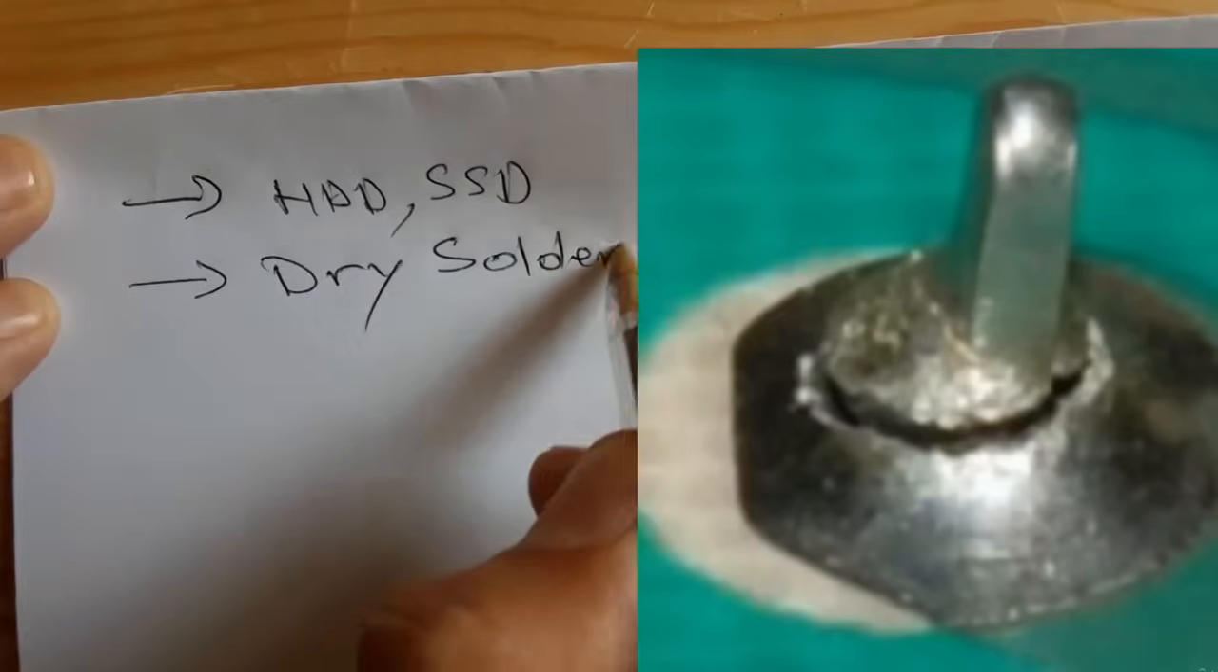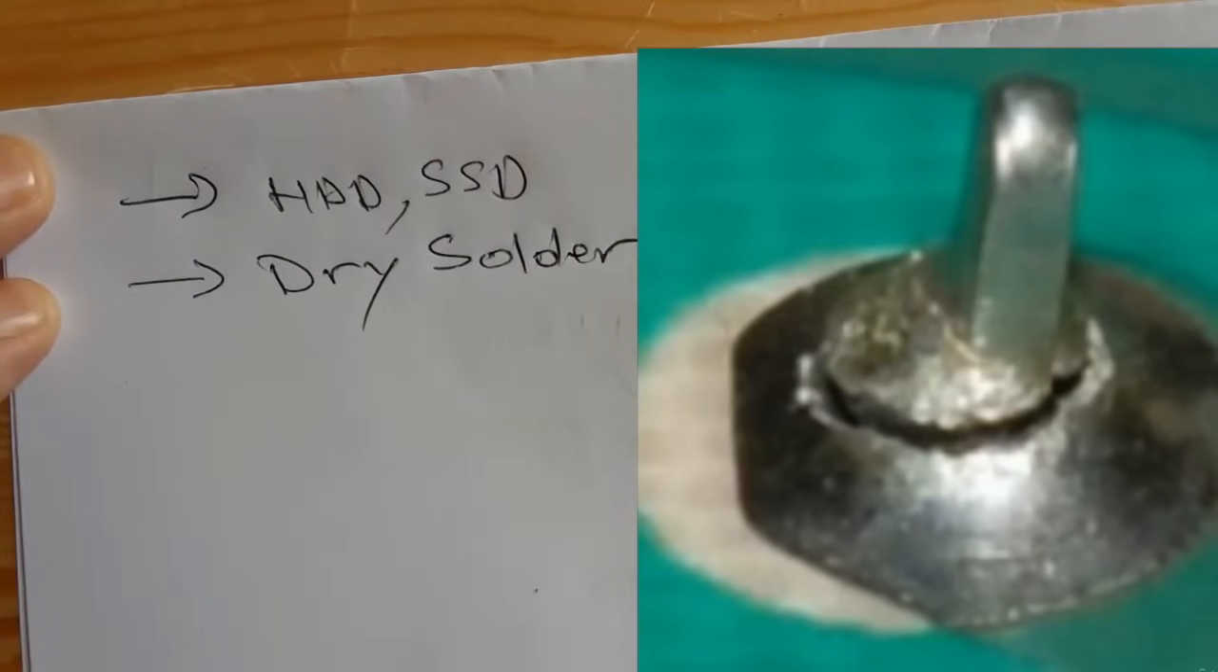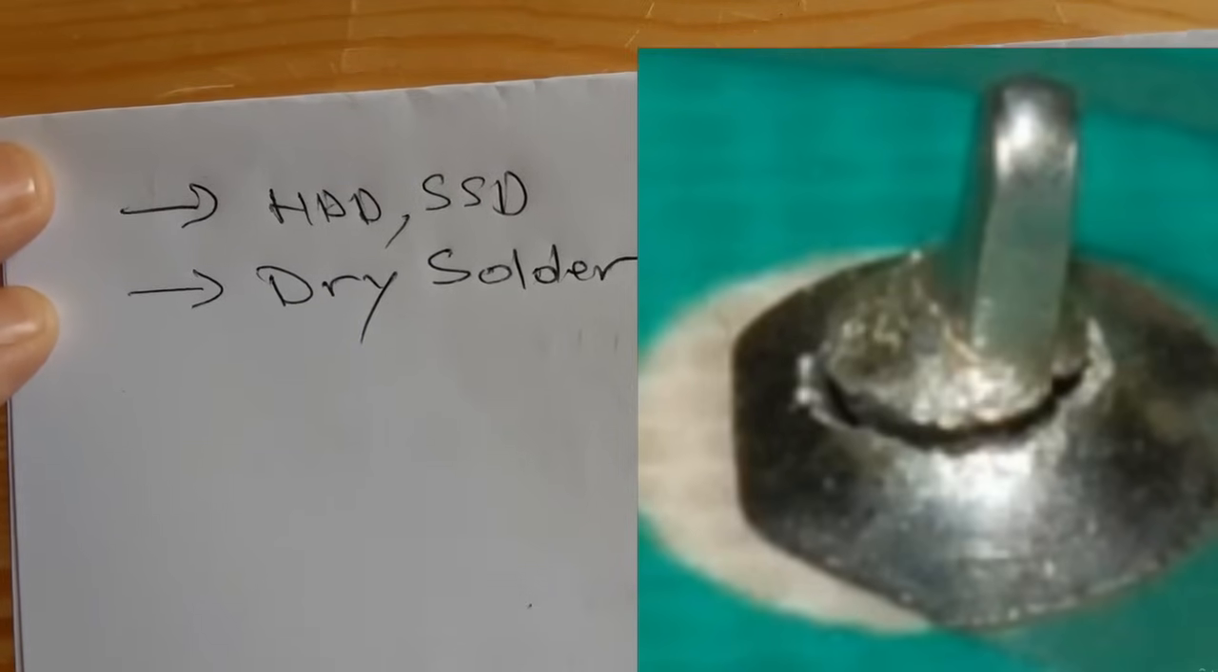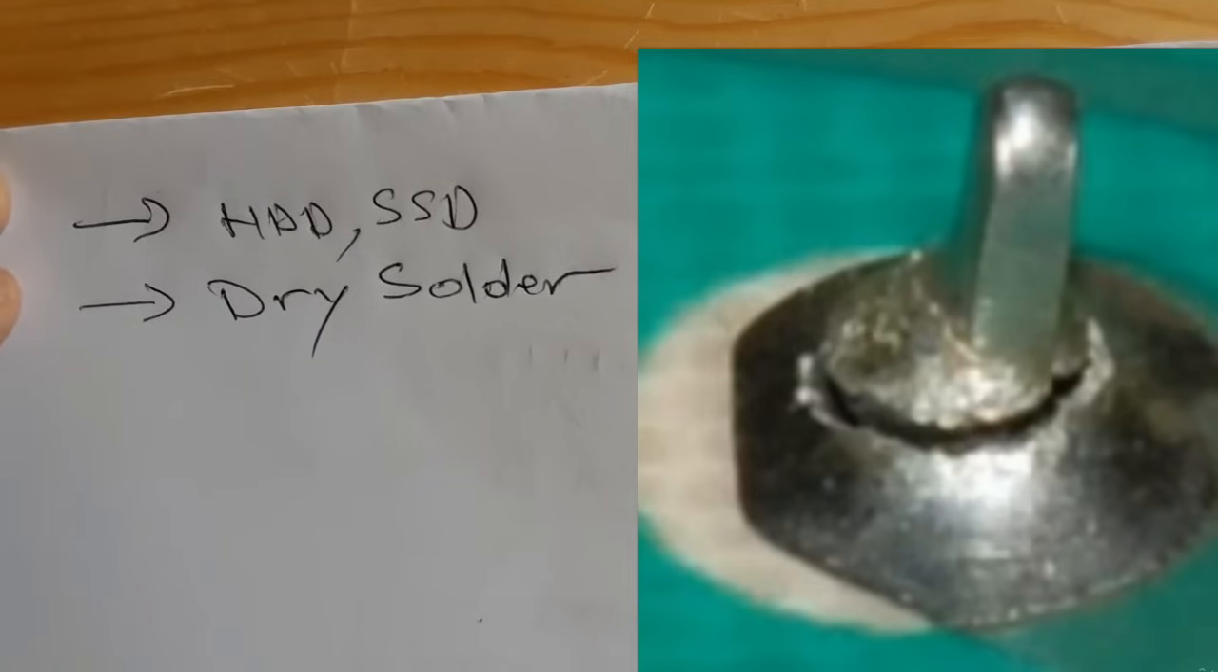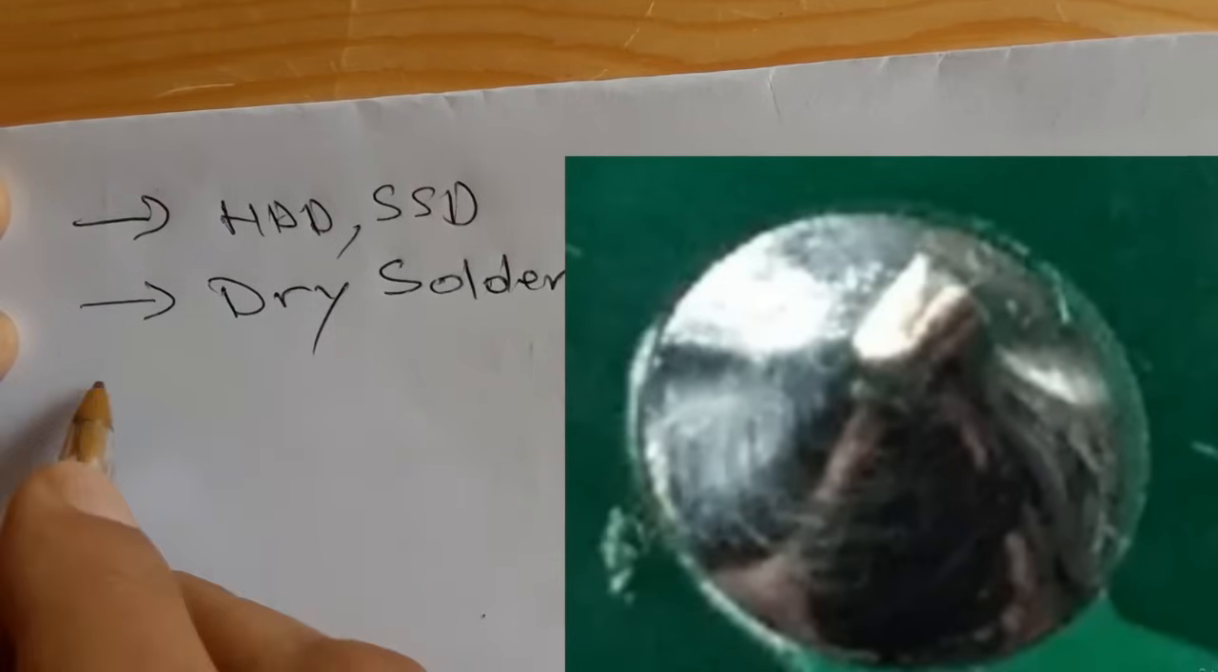So the next failure is a dry solder. When you have a dry solder in any terminal in the motherboard, especially in the power jack connector or other connectors, you can get a bad motherboard. You should put new solder. So always try to check for dry solder.